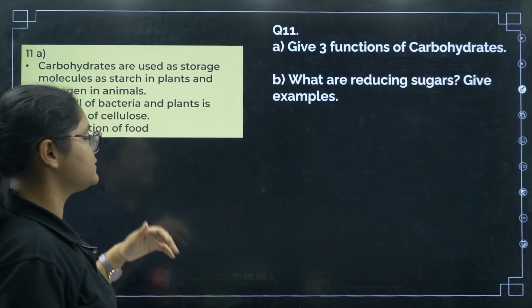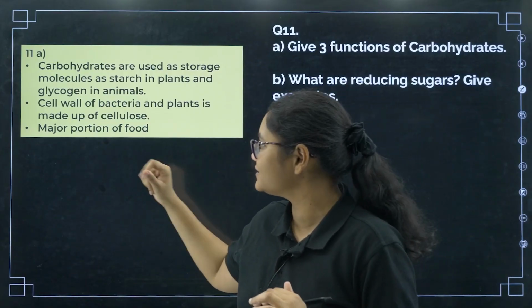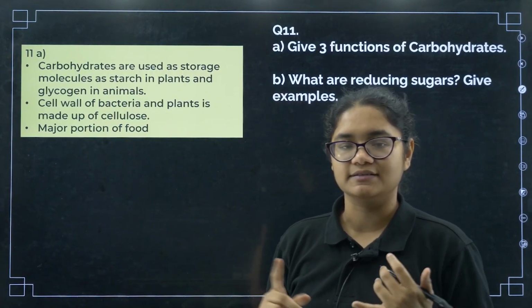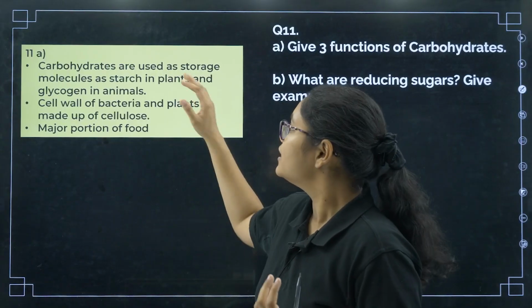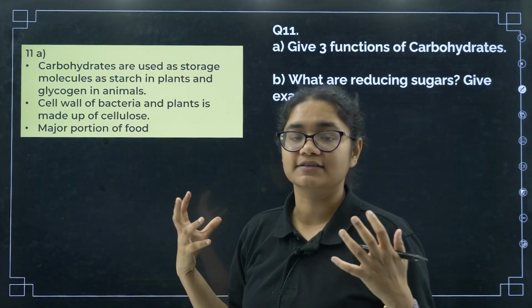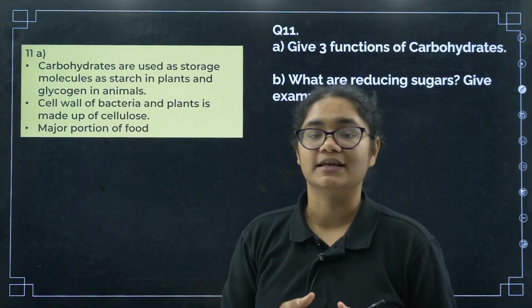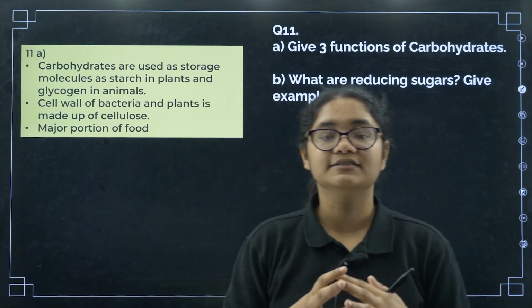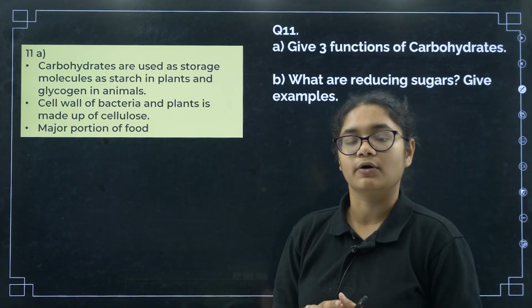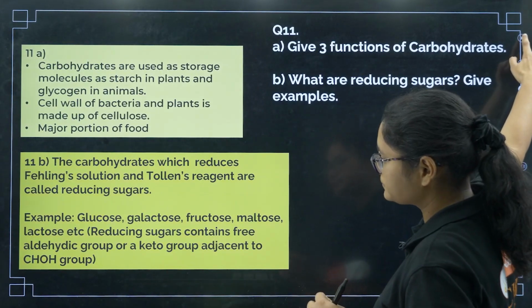Okay, now functions of carbohydrates and reducing sugars we have already discussed. Functions of carbohydrates I think all of you will be knowing, but still in the exam you may not remember, so quickly have a glance here. Cell wall of bacteria and plants is made up of carbohydrates. It is a major portion of our food. Carbohydrates are used as storage molecules, as starch in plants and glycogen in animals. So the energy currency, or the energy that we get, is from our carbohydrates. Reducing sugars we have already discussed.